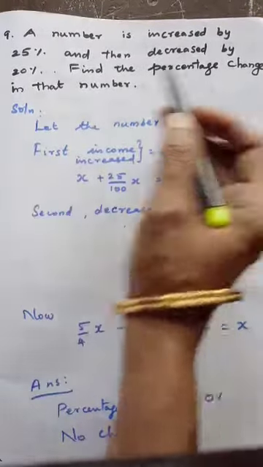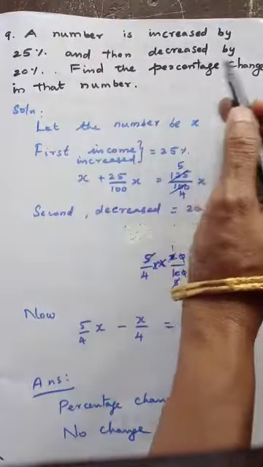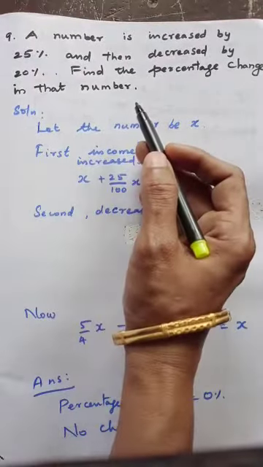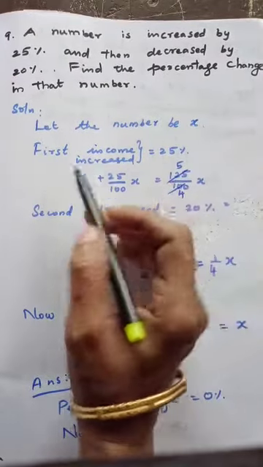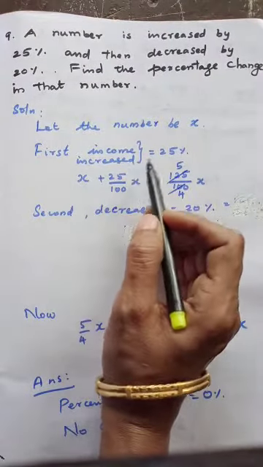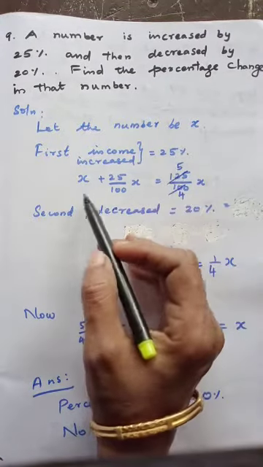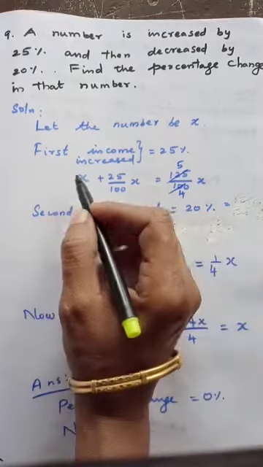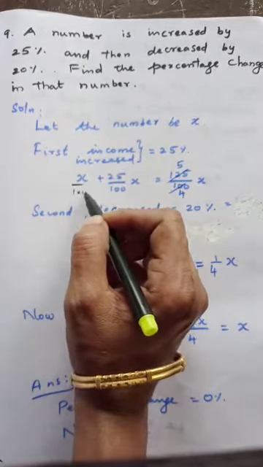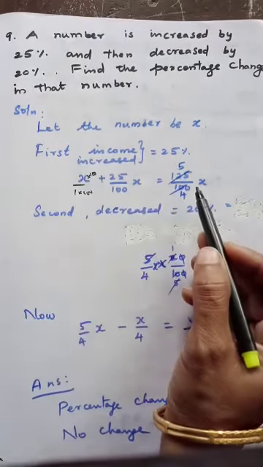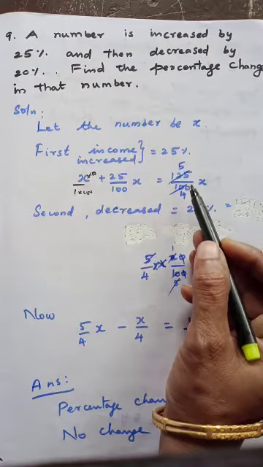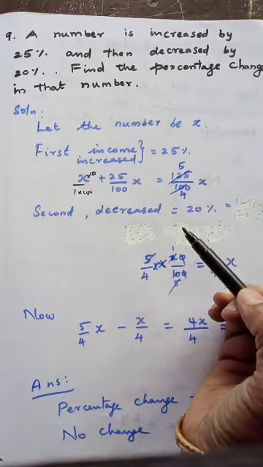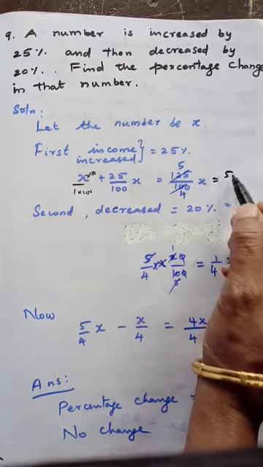Then the 9th problem. A number is increased by 25% and then decreased by 20%. Find the percentage change in that number. So let the number be x. First increase is equal to 25%. So x plus 25 by 100x is equal to, you have to see the LCM now here, 1 into 100, into 100. So it will come as 125 by 100x. Now you can cancel. 25 4s are 100, 25 5s are 125. So here 5 by 4x.